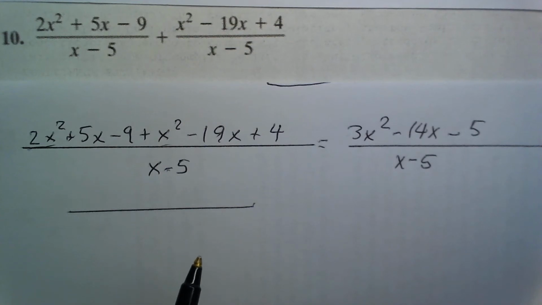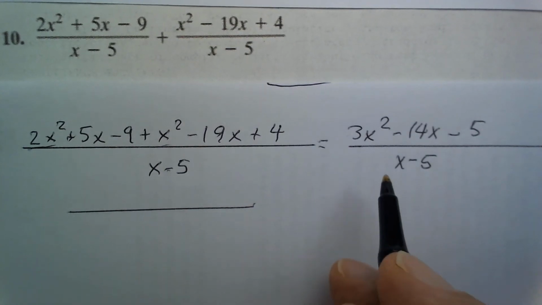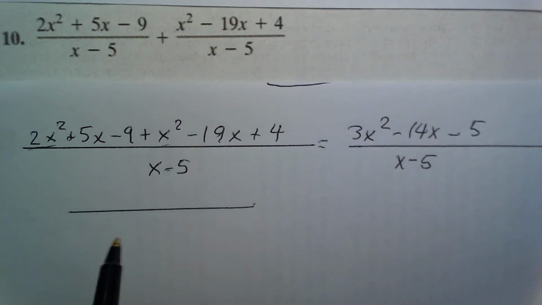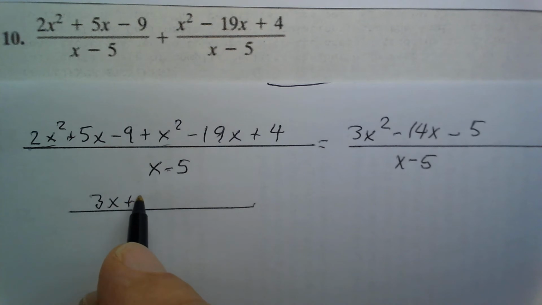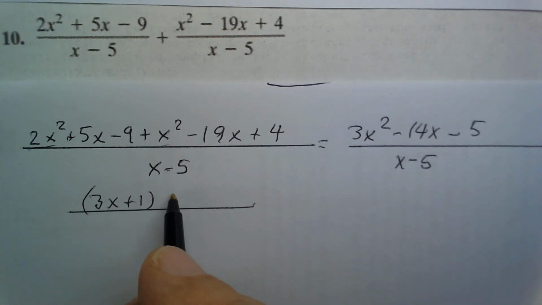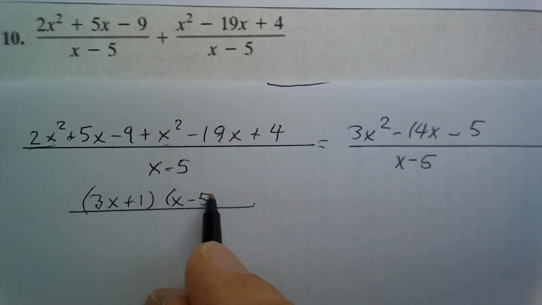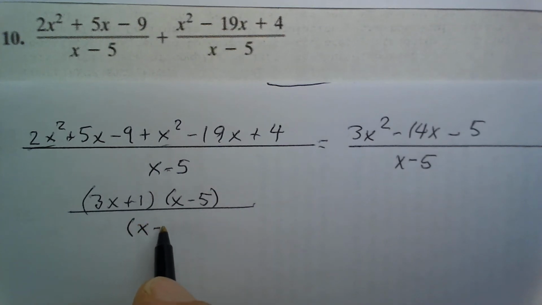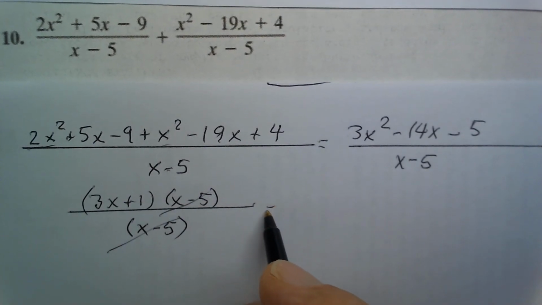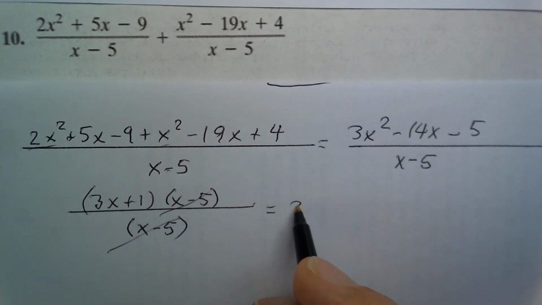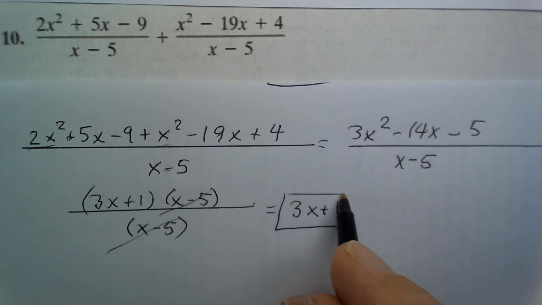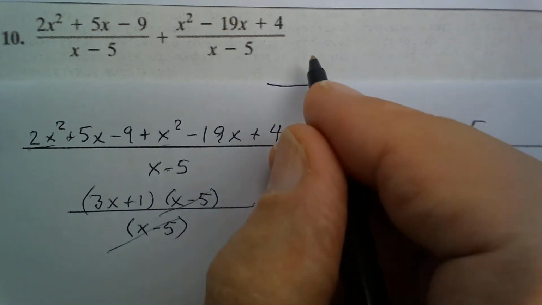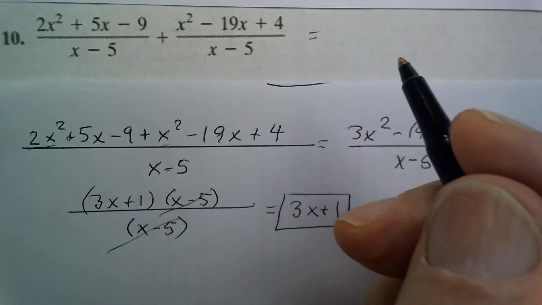But we can actually factor the numerator, and when we factor this trinomial, using any method you want, it becomes 3x plus 1 times x minus 5 divided by x minus 5. So we can cancel the factors x minus 5, and so finally our answer is 3x plus 1. So that's the answer to this exercise, 3x plus 1.